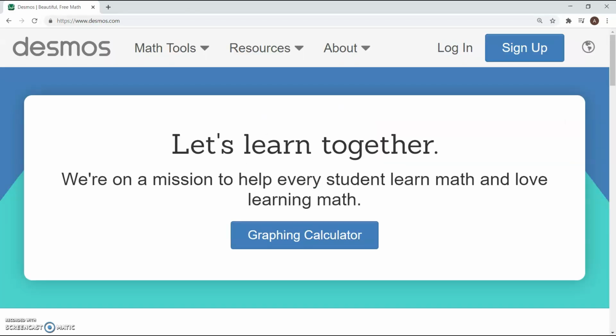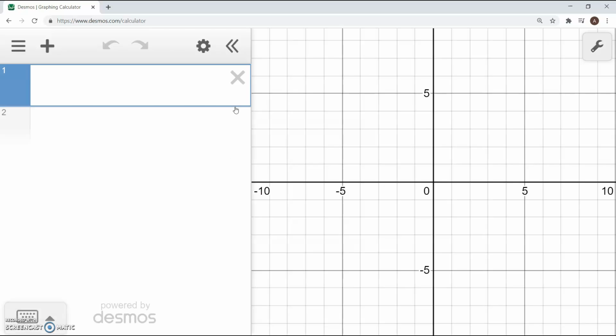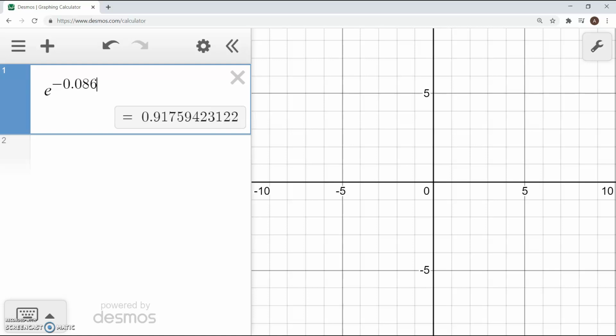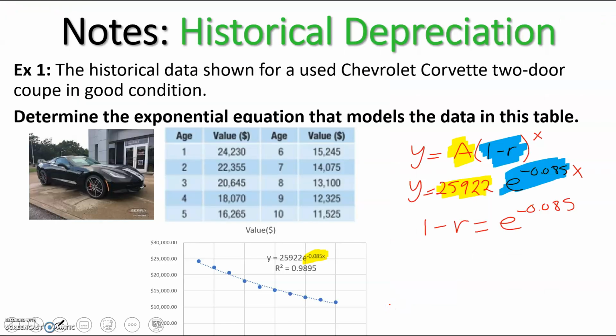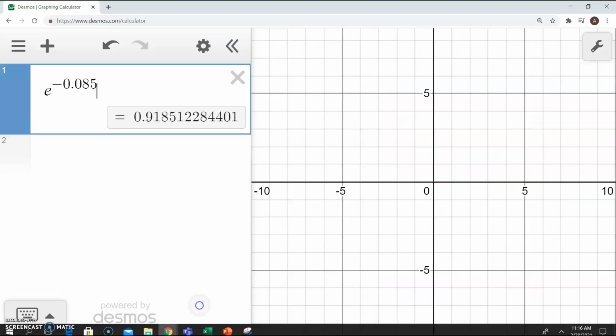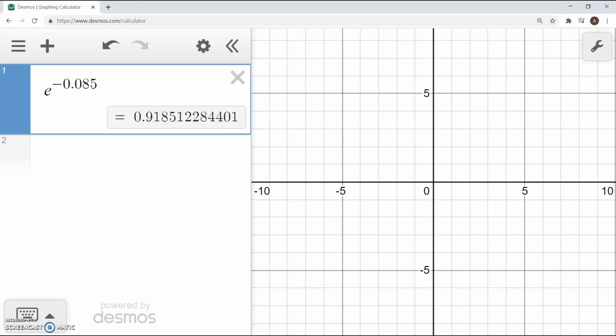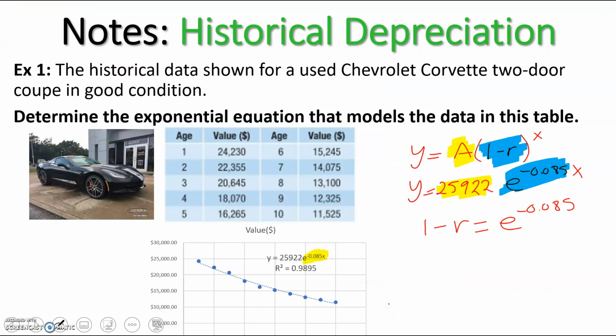If you have a scientific calculator, you should be able to type it in directly. So we have e to the power of negative 0.085. And let's make sure that's correct. Yes. And so we get here 0.918. Let's round to the nearest percent, so 0.92. So we're going to say 1 minus r is equal to 0.92.